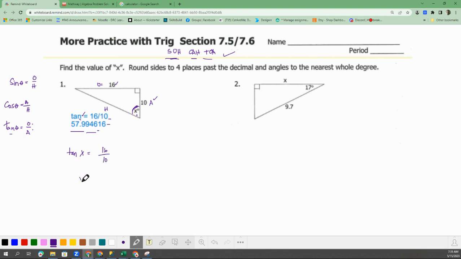And once you want to find x, you need to say tangent inverse or arctan of 16 over 10. Okay, and make sure your calculator is in degrees, and that would give you 57 point, it says to four decimal places past the decimal. 57.9946, because that last one is one. So this is your degrees, 57.9946 degrees.